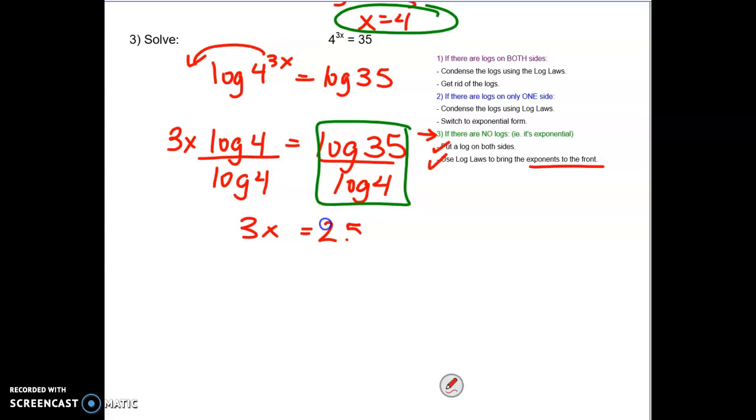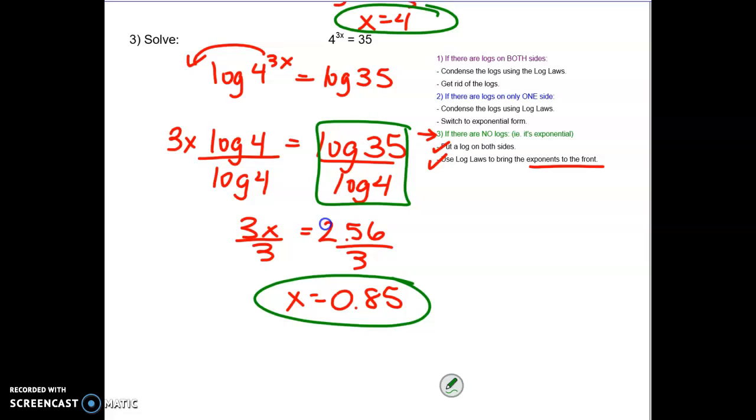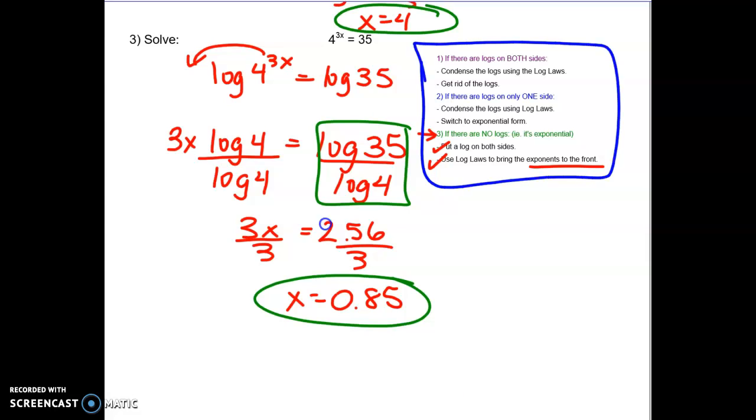So this equals 2.56. Then divide out that 3, so we end up with an x value of 0.85 approximately. Again, check that answer, but I already have. So when you check it, it does work. And those would be then, again, the 3 different types of log equations that you might find.